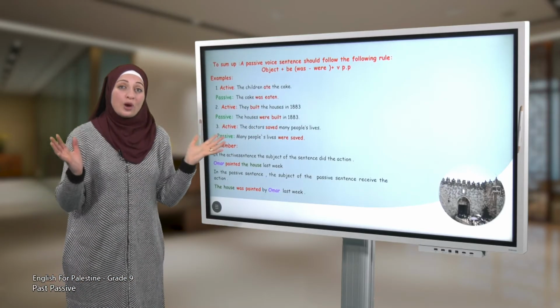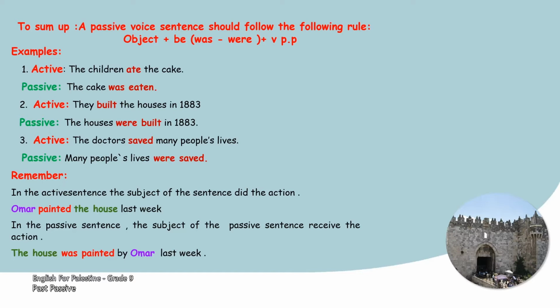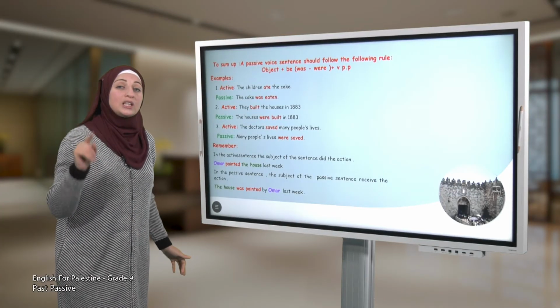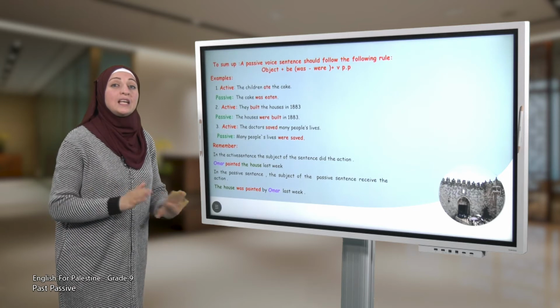So, to summarize, I have a rule to follow. What is the rule to change an active sentence to passive? Easily, I will start with an object, then I will use was or were plus verb past participle, or verb 3. Okay? I have many examples here. We will work together to change them into passive.